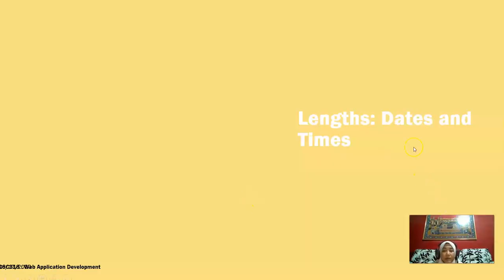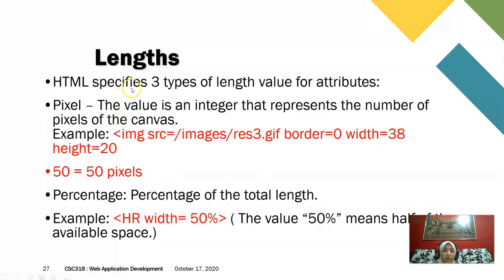The last part is length, dates and time, and how you can write dates and time using HTML. HTML specifies three types of length value for attributes. Length is actually the size that you can use for your website. The first is pixel. Normally, when you learn the multimedia subject, a pixel is about the dots in your images. It is an integer value that represents the number of pixels of the canvas.